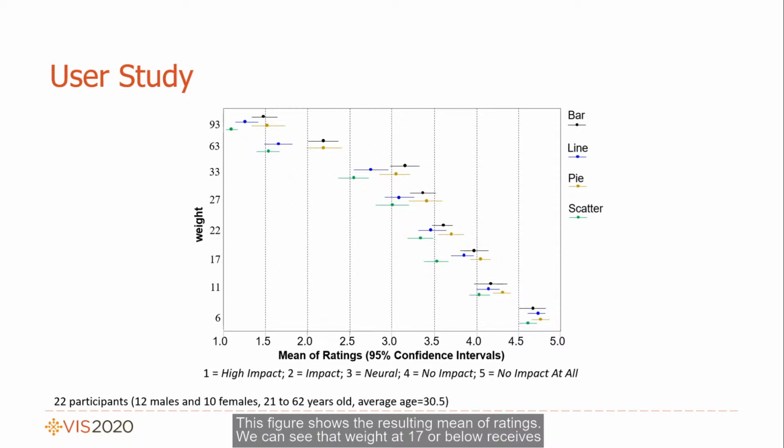We can see that weight at 17 or below receives a rating above 3.5, which means these weights are well acceptable. The largest 2 weights are around 2.0 or below, which means they are unacceptable. The other 3 weights are between them. As a result, we choose weight 17 as the default weight for ChartM to balance perceptual quality and robustness.